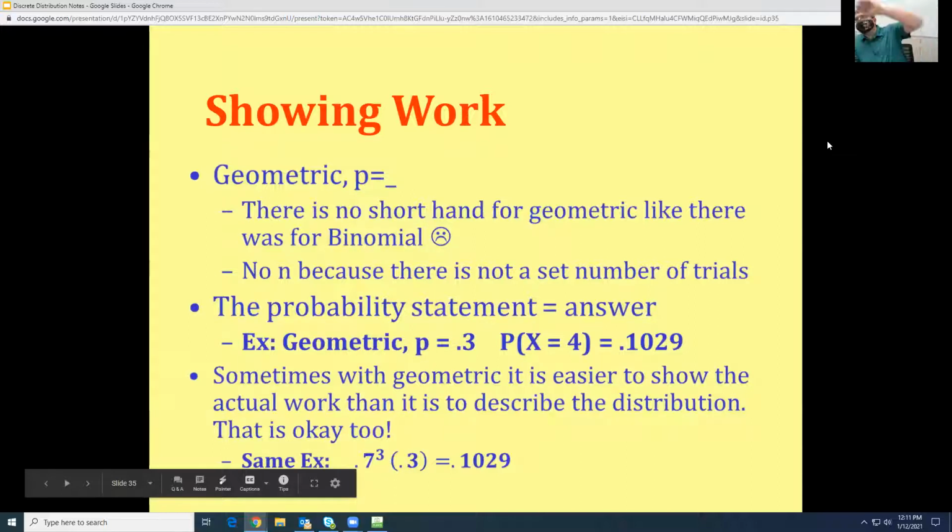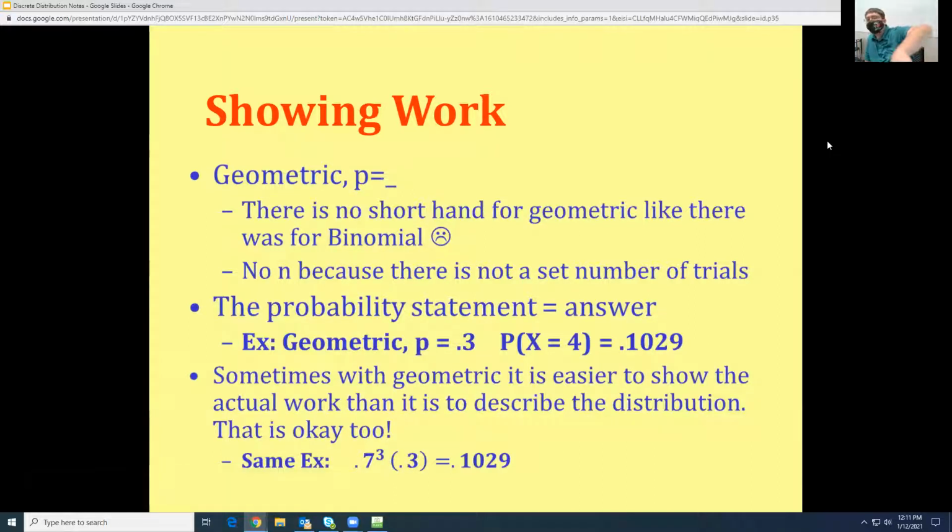All right, so showing work. What do you need to show? The thing that's in bold there, where it says geometric, comma, P equals 0.3, and then your probability statement. I want to find the chance that the 4th attempt is my first success, and then the answer. There is no shorthand for the geometric like there is for binomial. So I don't want to see capital G, parentheses. It doesn't exist. I don't know what you're doing. There's no N because there's no set number of trials.